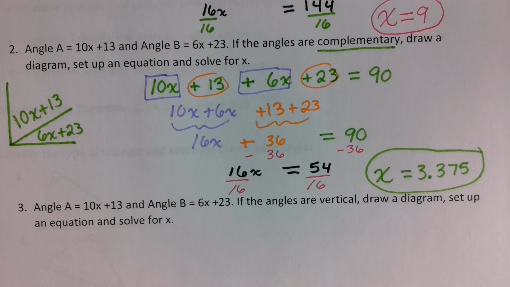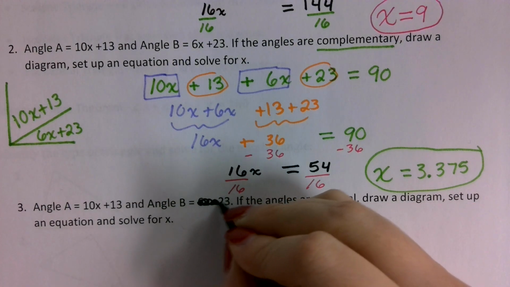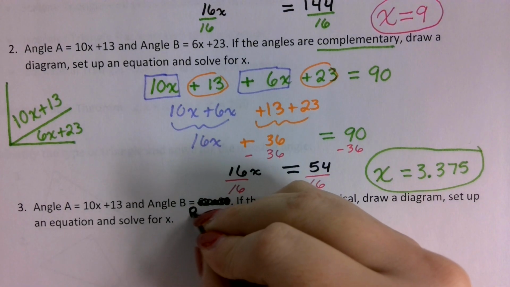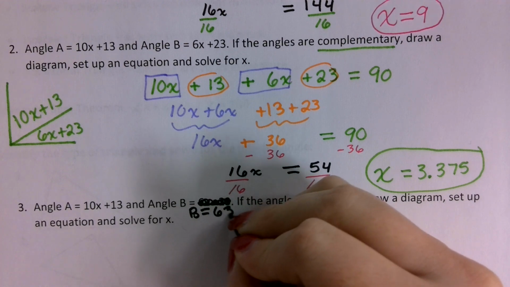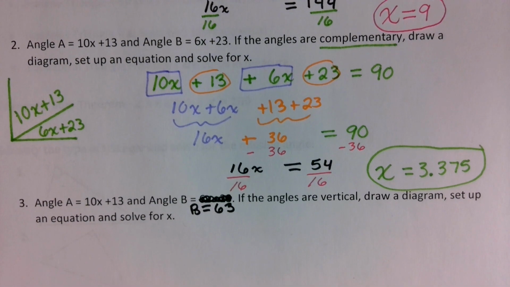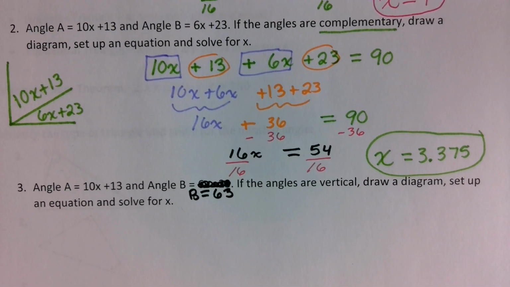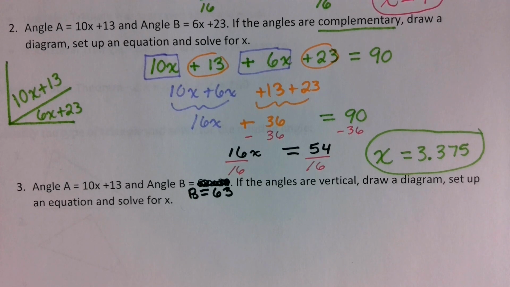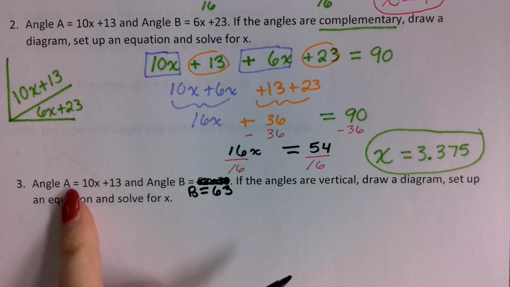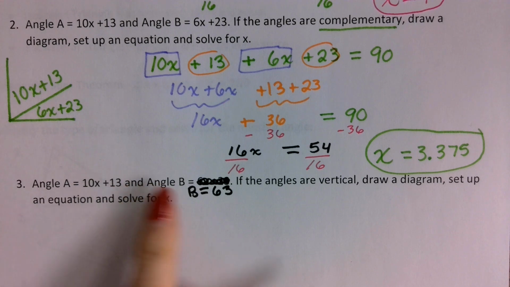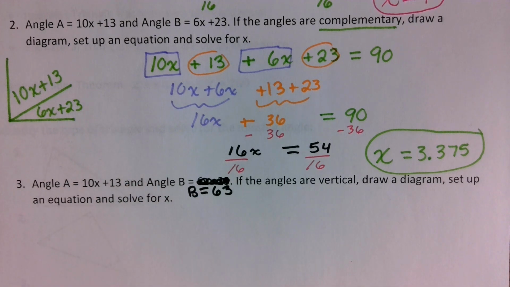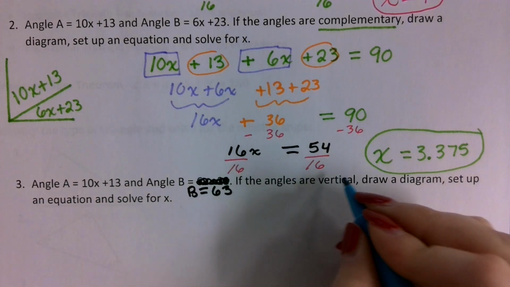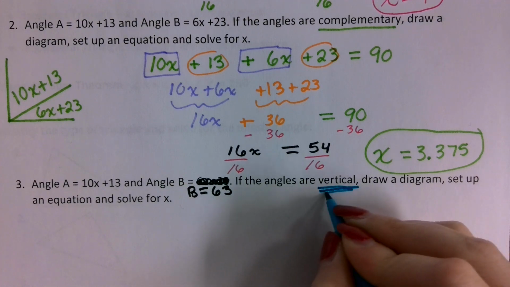Let's see here. Change angle B to 63. So angle B is going to be equal to 63 instead. Okay, so angle A is still 10x plus 13. Angle B, we're setting it equal to 63, and this time we're talking about vertical angles.